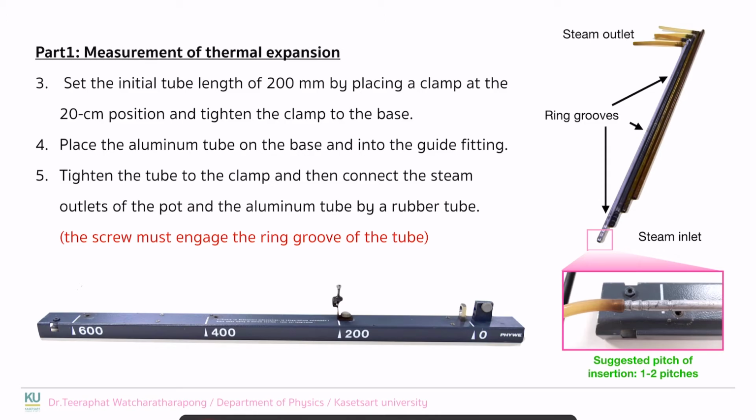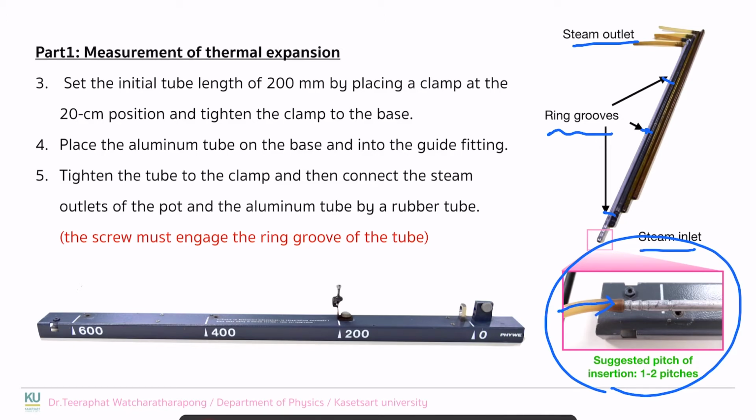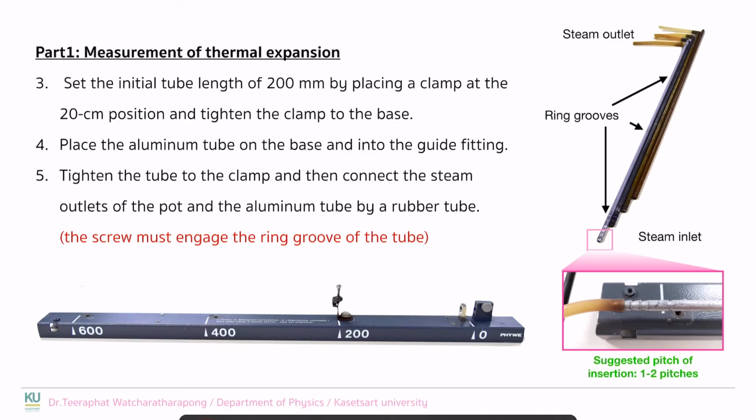On the metal tube, there are ring grooves as well, and this is the groove that indicates the length of the metal at 200, 400 and 600 millimeters. We have to connect the metal tube with a rubber tube like shown in the figure, so that water steam can flow through the metal tube. When you do the experiment, do not insert the rubber tube too deep, as it is not only hard to remove but also very hard to hold when you want to change the metal tube.